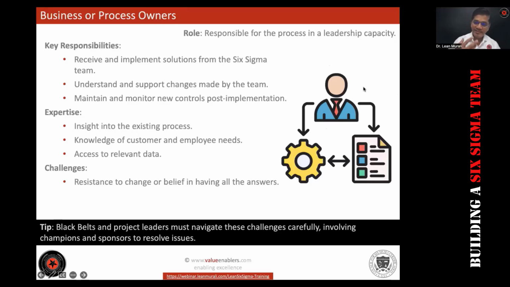And you found that when a new idea is brought, when an improvement is being implemented. So they face this resistance to change or belief in having all the answers, possible fear of being outshone or threatened by team members. How many of you can relate to this? Can relate? Fantastic. Awesome. Good. Thank you very much.